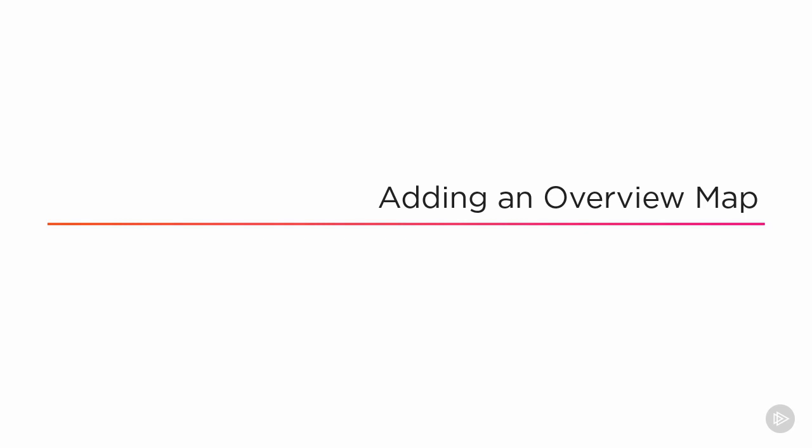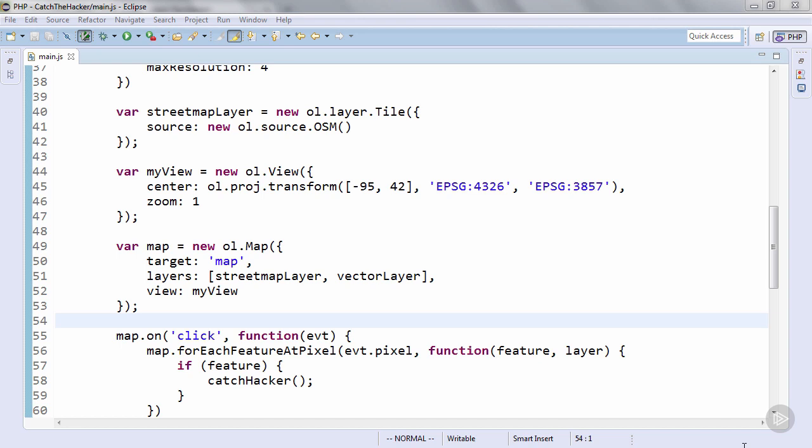So in this module, I've shared with you my 5 favorite OpenLayers features, and I've saved the best one for last. In this lesson, we're going to add an overview map to the Catch the Hacker game. Here we are in the main.js file for the Catch the Hacker game, and we're going to add an overview map to the game. Now you might be asking yourself, what is an overview map? And you're going to have to wait to find out.